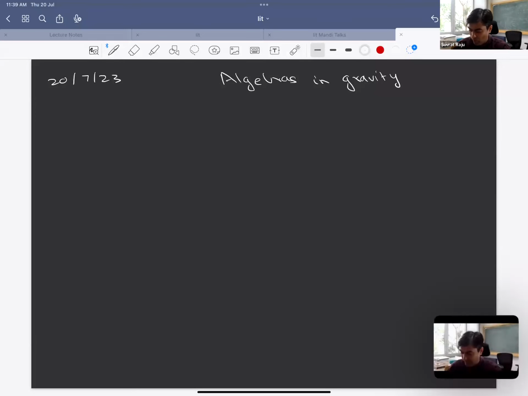And as I said, this is all meant to be a pedagogical introduction to some of these ideas. So if some of this is too elementary or too simple, or some of you have seen this before, just stop me, and I'm happy to go much faster. Okay. So what I want to discuss today, I want to start by discussing the properties of asymptotic algebras in AdS and in flat space.